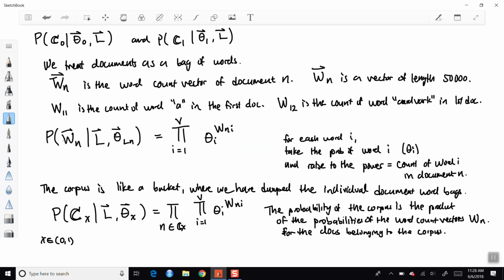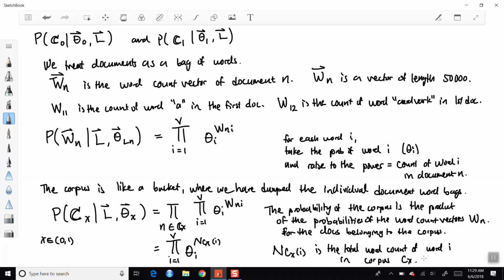So we're dealing with really tiny numbers now. And if you treat the corpus as a bucket where you've dumped all the words together, then this just boils down to the product from i to V of theta sub i raised to the N_CXi, where N_CXi is the total word count of word i in corpus CX.